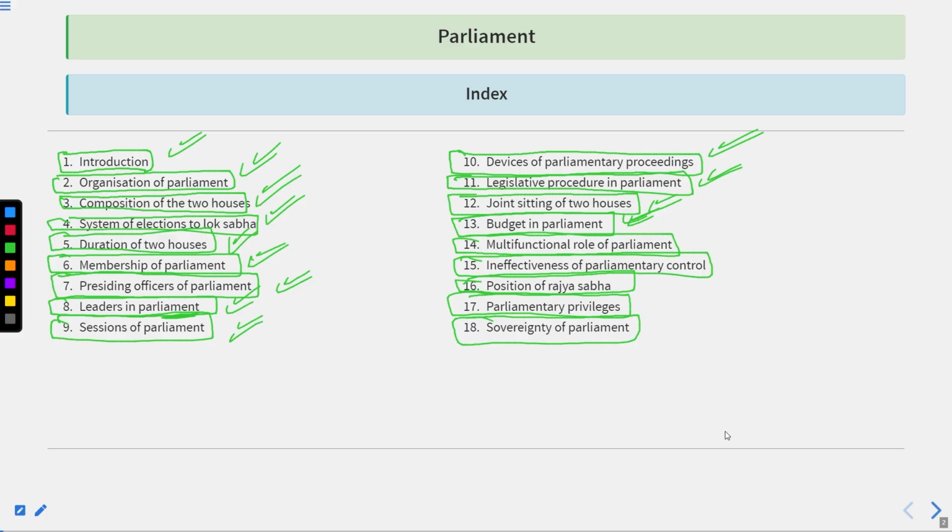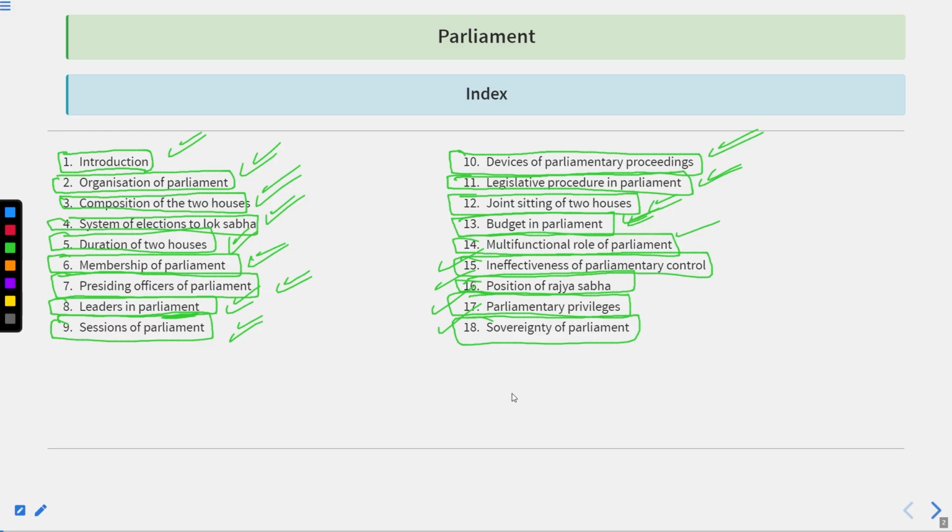If we talk about the topic that we are covering right now, then basically we are discussing the multifunction role of parliament. This is the topic on which we are discussing right now. The topics we are left with are ineffectiveness of parliamentary control, position of Rajya Sabha, parliamentary privileges, and sovereignty of parliament. Okay, so this is the picture we have created so far altogether.